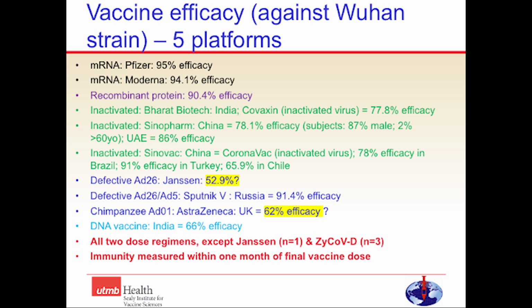The DNA vaccine out of India only has 66% efficacy, and that's even after 3 doses, so it's not something that's going to set the world on fire. So you can see the messenger RNAs come out of the best platforms that we have at the moment.